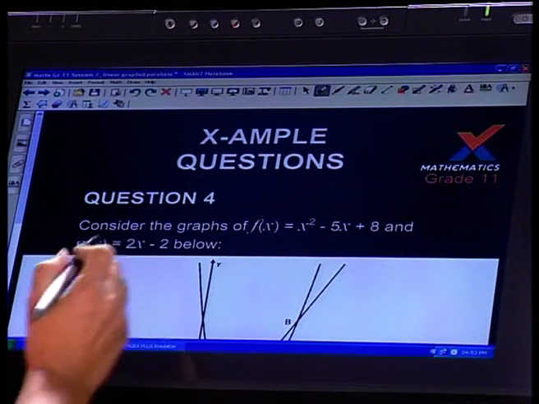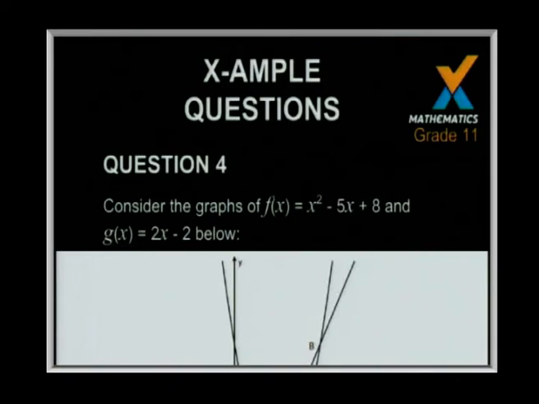Question 4. Consider the graph f of x is equal to x squared minus 5x plus 8, and g of x is equal to 2x minus 2. Once again, we're dealing with a parabola and a straight line, and you should be able to see this before you even look at the question.